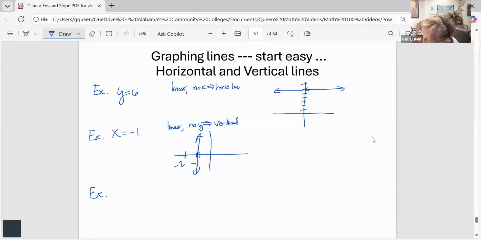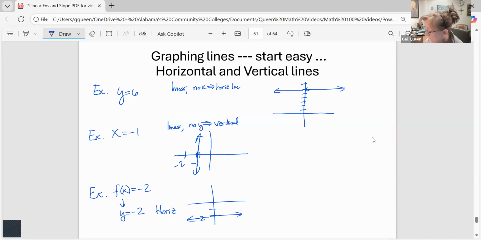What if they give you this one and they say f of x equals -2? What variable is the same thing as f of x? F of x is really the same thing as y. This is really telling you y equals -2. This is a horizontal line. It's going to happen at y equals -2. I'm going to go to -2 on the y-axis and draw a horizontal line.